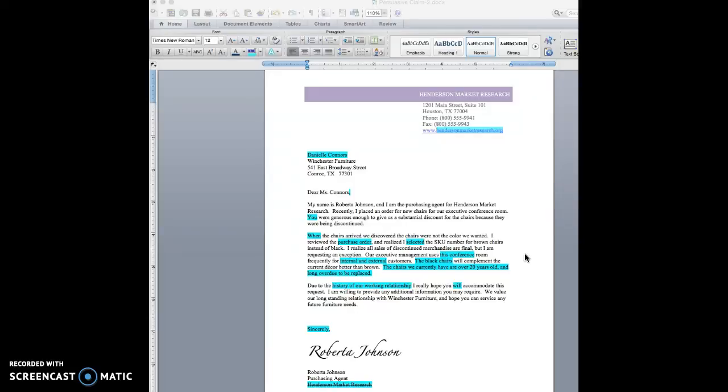Perhaps due to the long-standing relationship between our companies, perhaps, or maybe elaborate on that a little bit more. I don't know. Perhaps Henderson Market Research has ordered all of its furniture from Winchester Furniture, but I think that might be explored a little bit more.